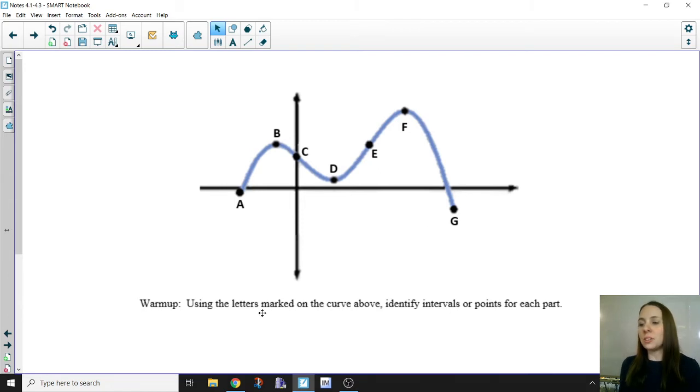The directions of this warm-up say to use the letters marked on the curve above. Using the letters marked on the curve above, identify intervals or points for each part. And so this little warm-up exercise is just to get you used to all of the different words that you're going to encounter when talking about the graph of a function in this lesson.